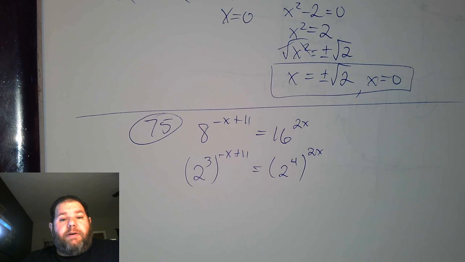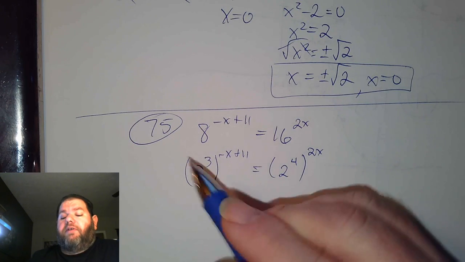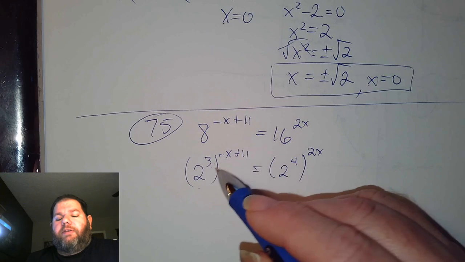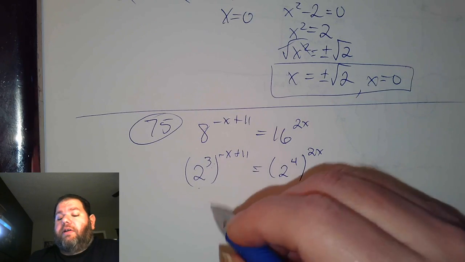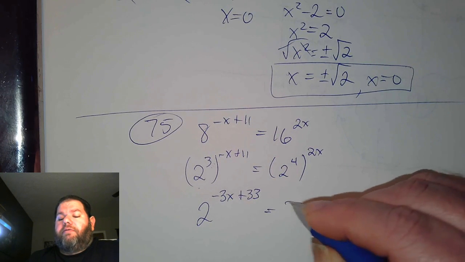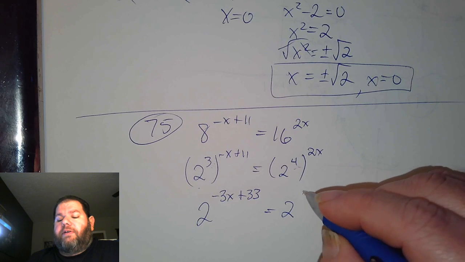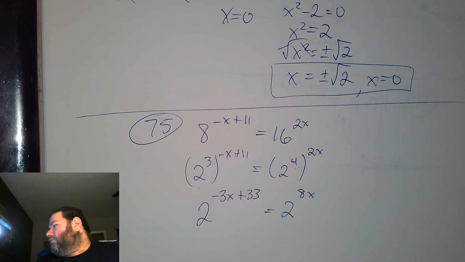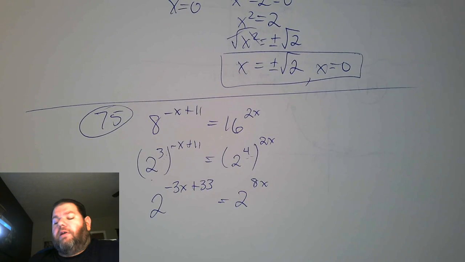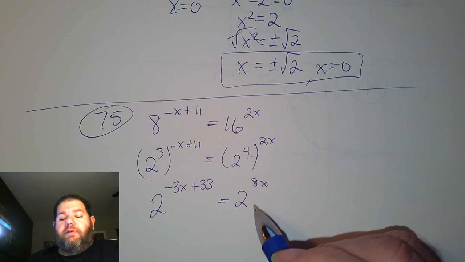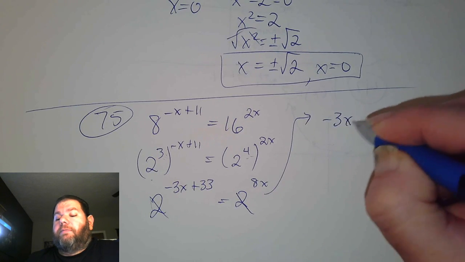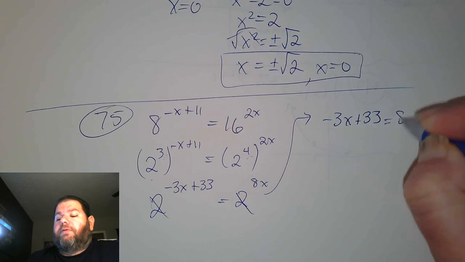Now, like we talked about in 673, when we have something raised to a power and then raised to another power, we distribute, or multiply. In this case it turns out to be distribution on the left. So that'll be negative 3x plus 33. And on the right hand side, we multiply those. 4 times 2x is 8x. So now that both sides have the same base 2, we can get rid of that. And we'll just say negative 3x plus 33 is equal to 8x.